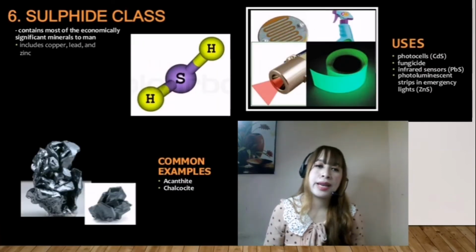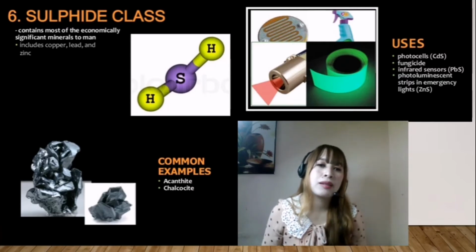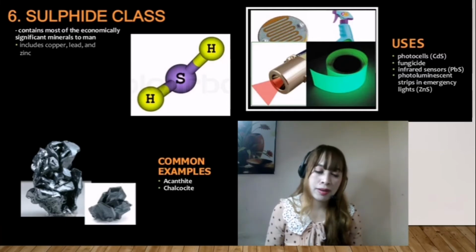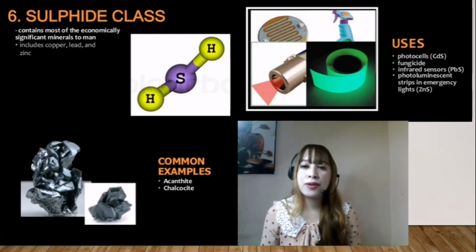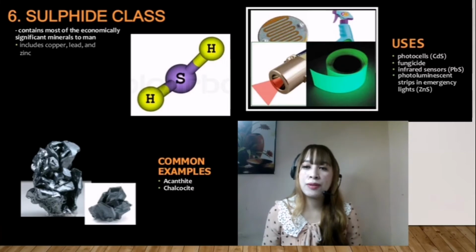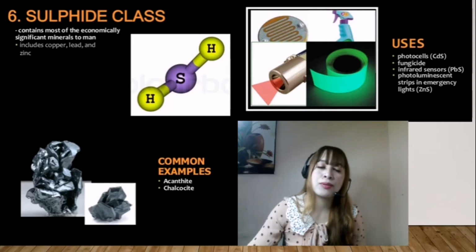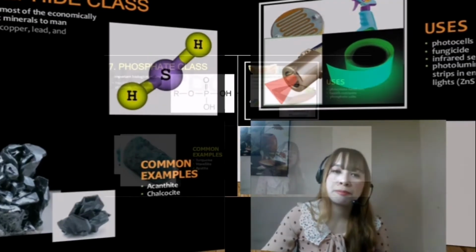Then the sulfide class, which is the sixth group. They contain most of the economically significant minerals to man. It includes copper, lead, and zinc. Common examples are these images, the acanthite and the chalcocite. The uses are the photocells that we use, fungicide, infrared sensors, and photoluminescent strips in emergency lights. So those are the sulfide classes.